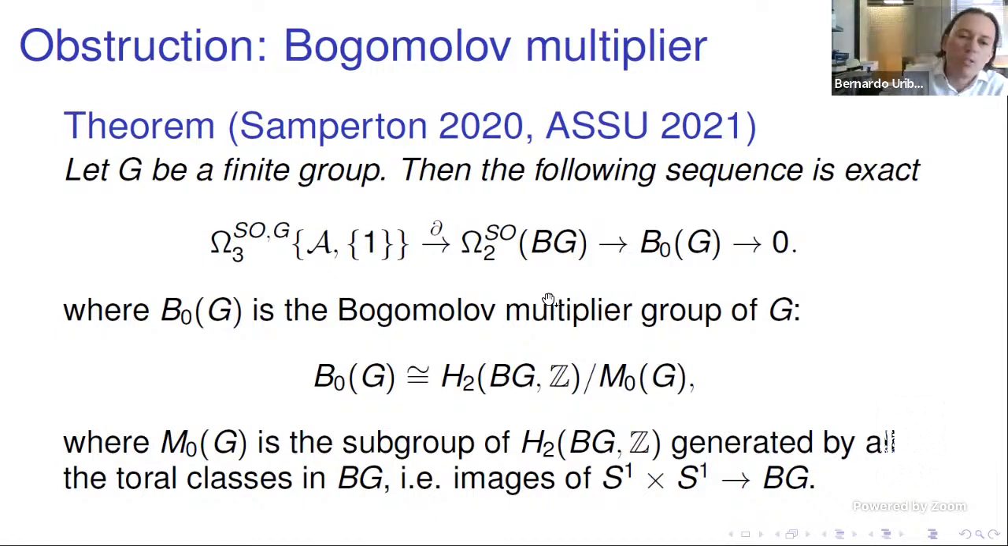was known before. It's called the Bogomolov multiplier of the group in the homology version, because there is a cohomology version due to Bogomolov himself, which is precisely defined as this. You may think: just take the homology of the finite group and then get rid of the toral classes, the images of the circle by circle. And whatever is left are the ones that are not possible to extend.